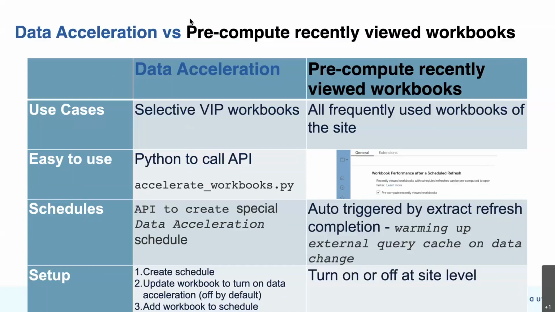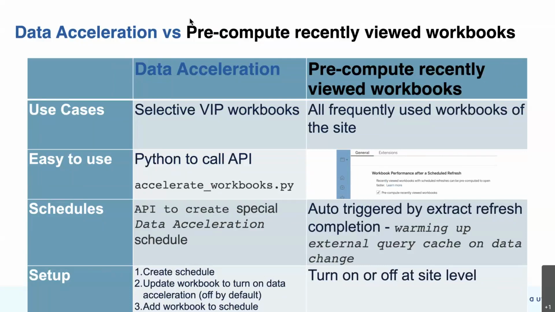Basically, what's the setup process? It's a little bit more complicated for data accessorization, which is fair because it's not designed for the creators, publishers. Okay, it's only for server admins. Create a schedule using Python. You update the workbook, turn on the accessorization for the specific workbooks, and then you add this workbook to your special scheduler called data accessorization schedule.